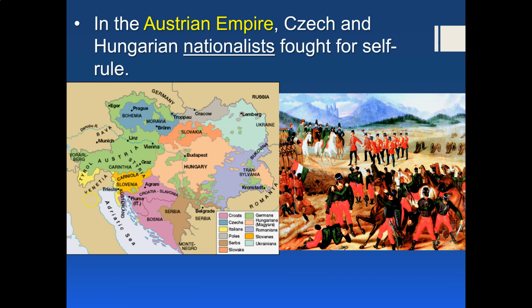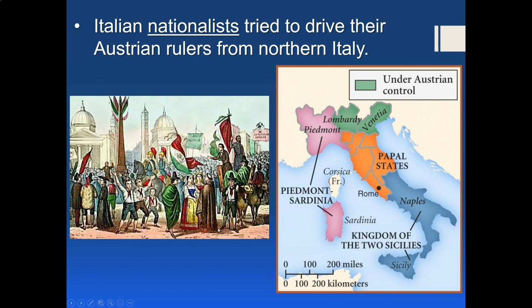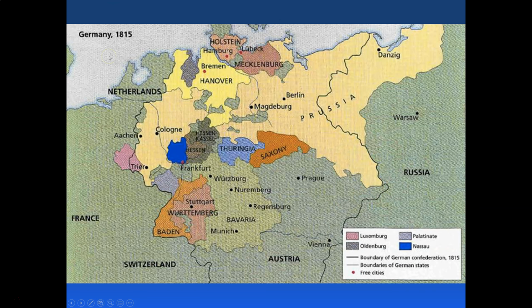Let me go back to the map here. This area right over here, you'll notice, the people who live there, rather, are Italians. They are also going to rise up. So this area right here in northern Italy, they're going to try to fight to kick the Austrians out of northern Italy. Italian nationalists, that is going to be doing that.